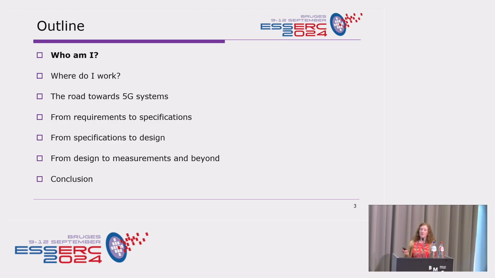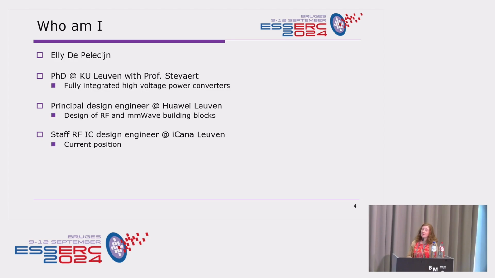So first of all, who am I? My full name is Elly de Pelecijn. I did a PhD here in Belgium at KU Leuven, where I worked together with Professor Steyaert on fully integrated high voltage power conversion. Afterwards, I decided it was time to switch topics, and I went to work for Huawei, where I did RF and millimeter wave design. And recently, I switched to ICANN, where I'm still working as an RF designer.